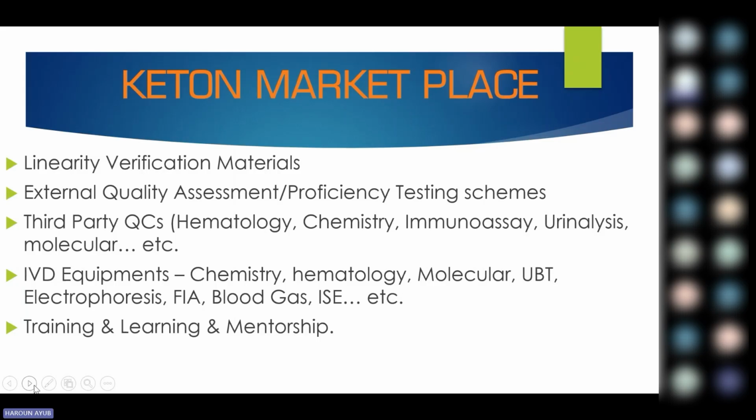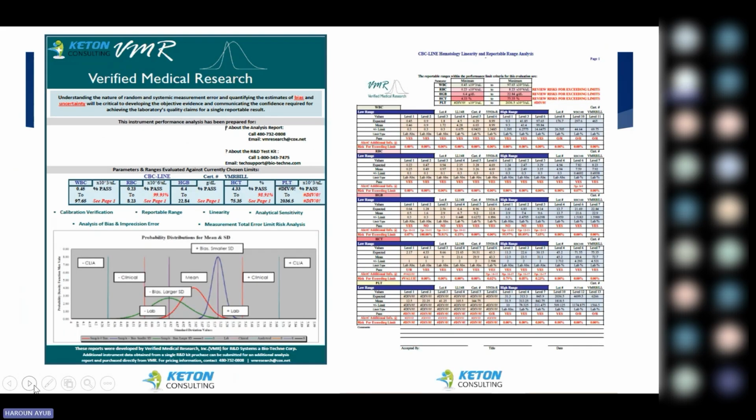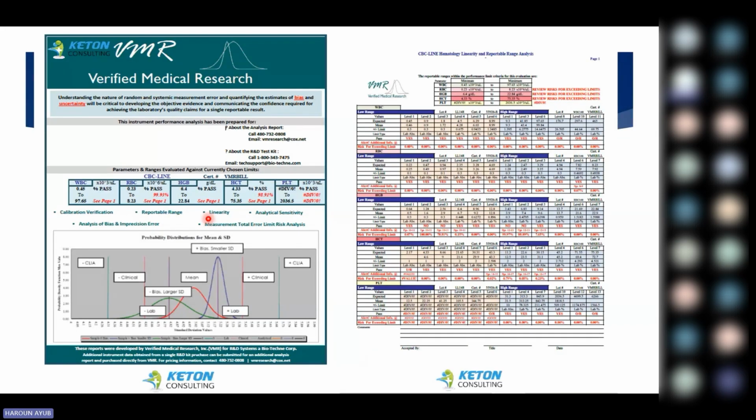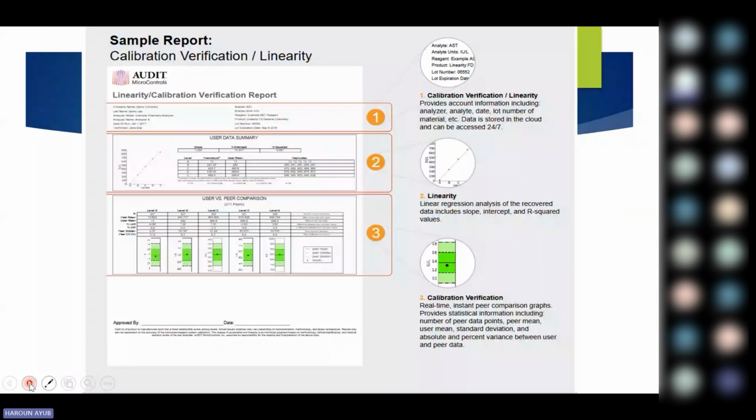IVDs, equipment, then training and learning, and mentorship. So this is part of the linearities for hematology. We usually give a complete report for hematologists, with analysis on calibration verification, reportable range, linearity, analytical sensitivity, analysis of bias and imprecision error, measurement of total error limit, and risk analysis. So it's a very complete report, and you get to know where you can have a risk of exceeding linearity limits so that you are able to correct them early in advance. This is for chemistry.